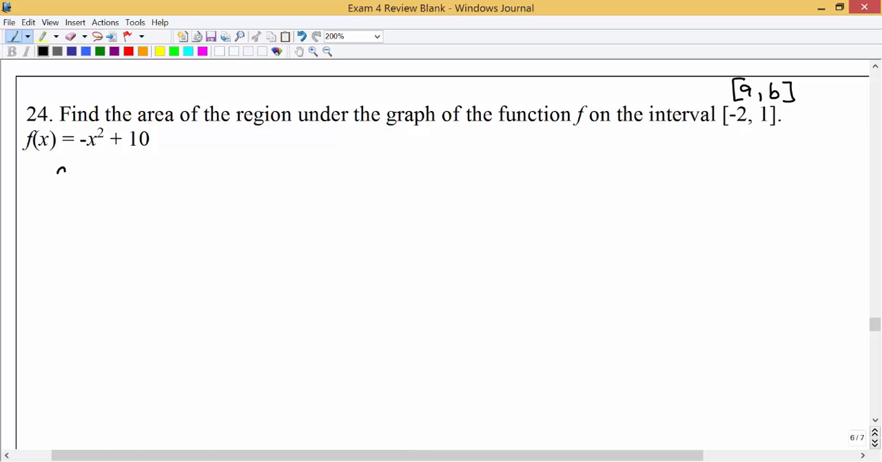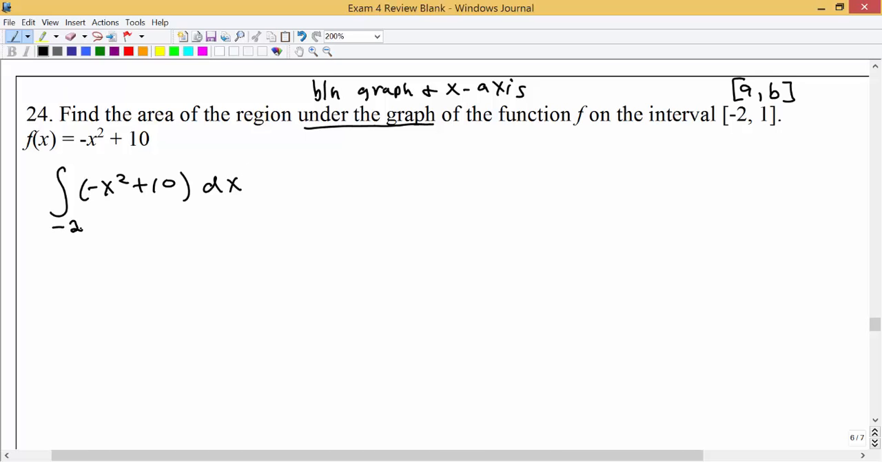So we're going to integrate to find the area. And remember that it says under the graph. Basically that means between the graph and the x-axis. So we're going to integrate -x² plus 10 with respect to x, and we're going to put the lower limit of integration to be -2 and the upper limit of integration to be 1.